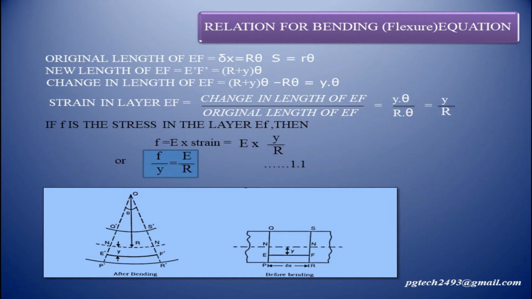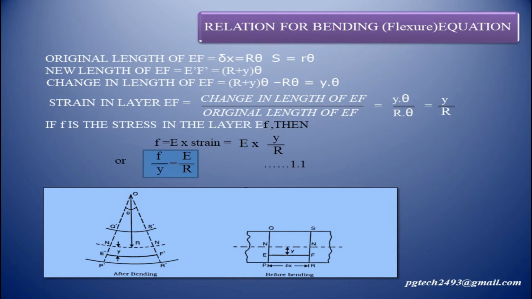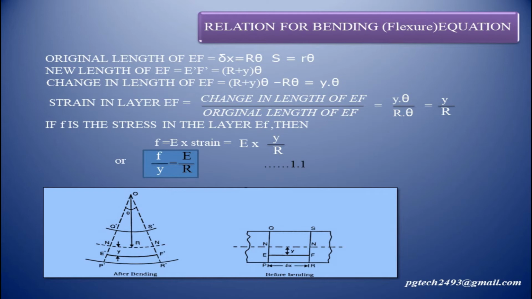Here we note that since the radius of curvature r is constant, the strain in layer is proportional to its distance from the neutral axis. If F is the stress in the layer EF, then F is equal to E into strain, which is equal to E into y by r, or F by y is equal to E by r.